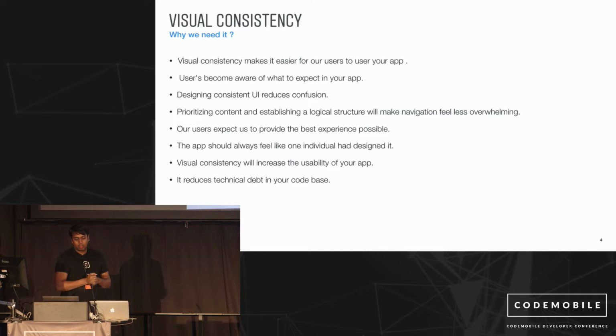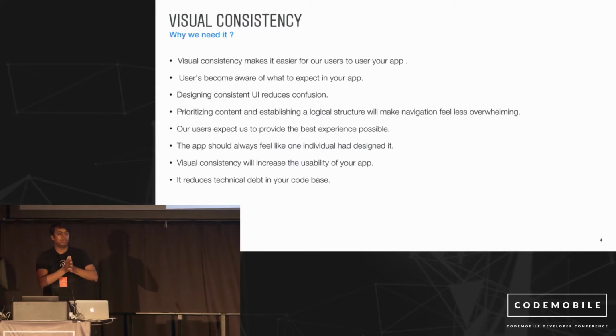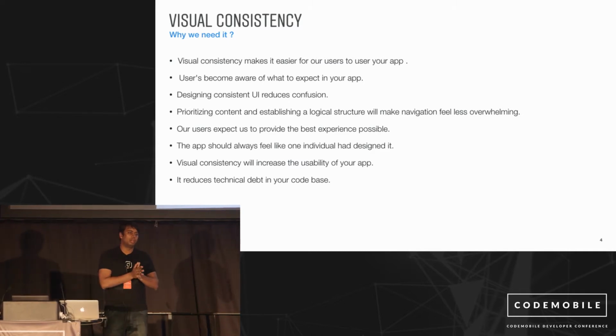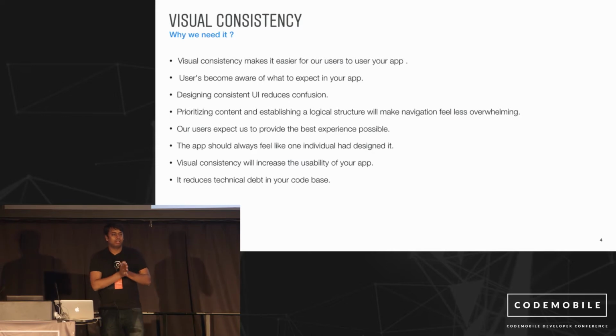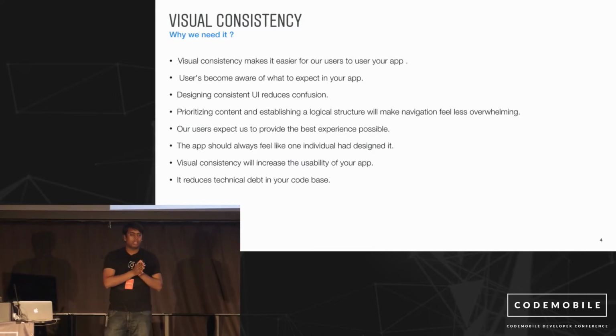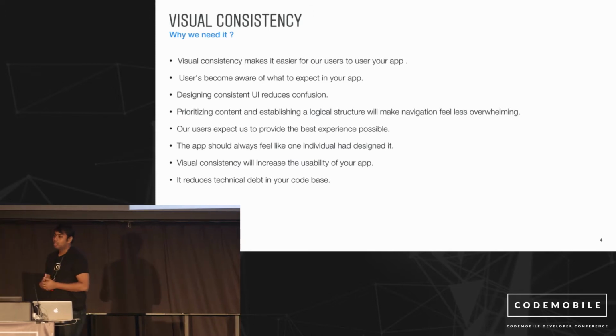So why do we need it? I guess I have spoken a bit about it. The first thing is you need to make sure that the user stays in your app and understands your app. So you add a new functionality, and the user should be able to learn that functionality himself or herself, without needing any coach marks and stuff like that. Because the more you try to train the user, the harder it is for the user to understand what your app does. So that's one of the primary reasons why you need to be consistent in your UI.